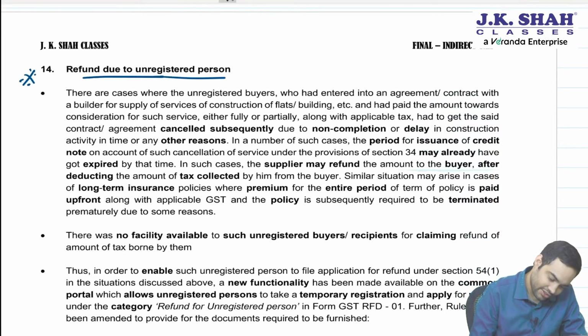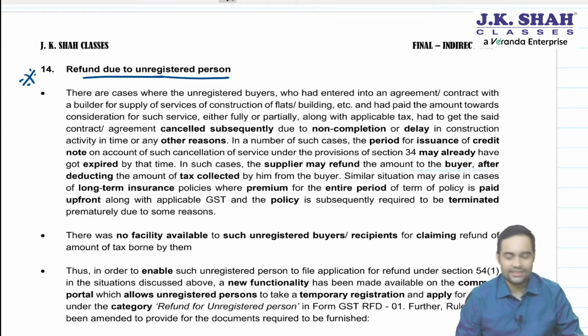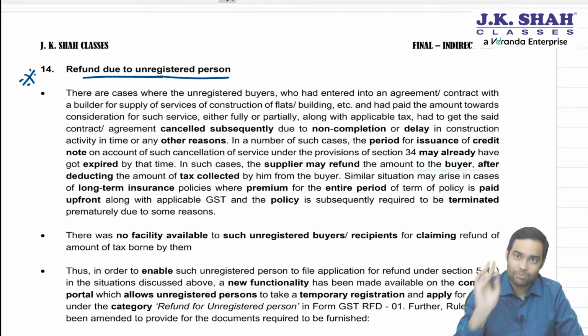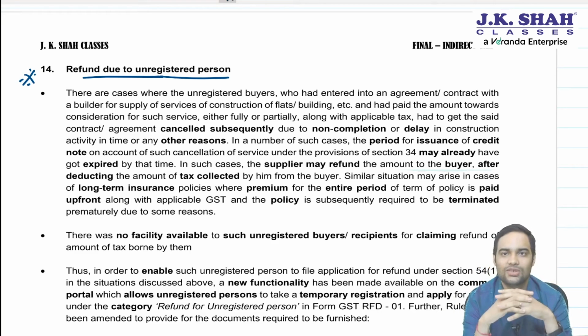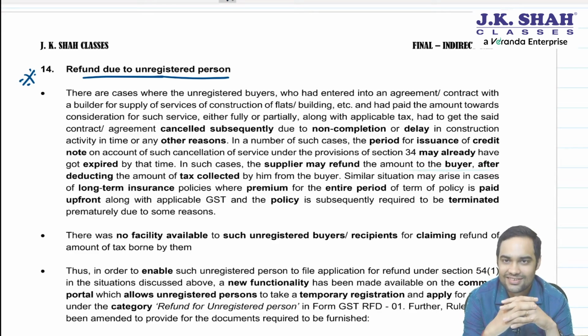Refund due to an unregistered person. Let me tell you the problem which used to happen, and then I will tell you what is the solution by government. Now, I booked a flat, and now I am paying installments.